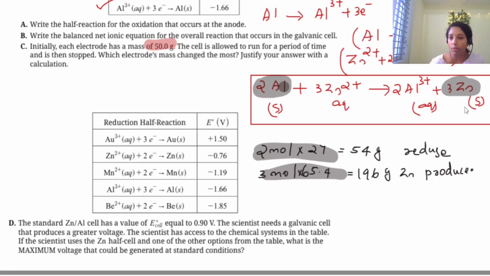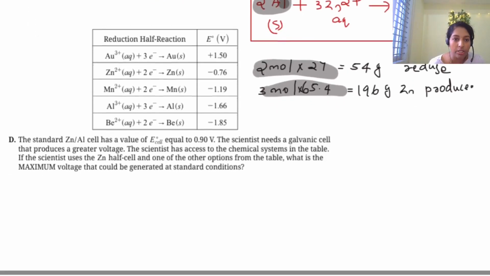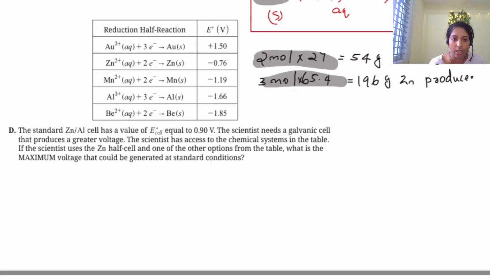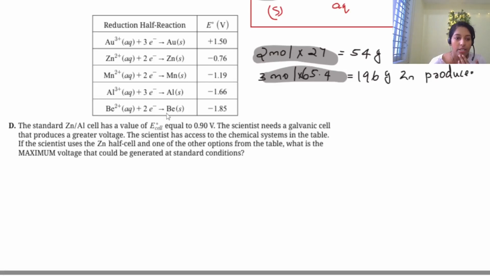Right. And the D part, they gave reduction half reactions. The standard zinc aluminum cell has an E0 value of 0.90. The scientist needs a galvanic cell that produces a greater voltage. The scientist has access to the chemical systems in the table. If the scientist uses the zinc half cell and one of the other options from the table, what is the maximum voltage that could be generated at standard conditions?